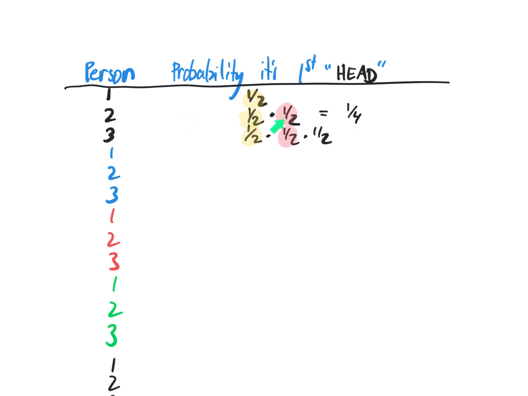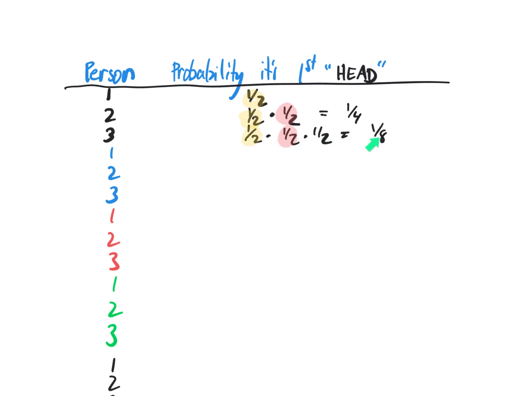So if neither of them tossed the heads, there was a tails and a tails, then we need to know what the chance is that the third person tosses the first heads. So there's a 1/2 chance that person number 1 didn't, and person number 2 didn't, and now when person 3 goes, there's a 1/2 chance that they toss a head, which is a total of 1/8 probability.